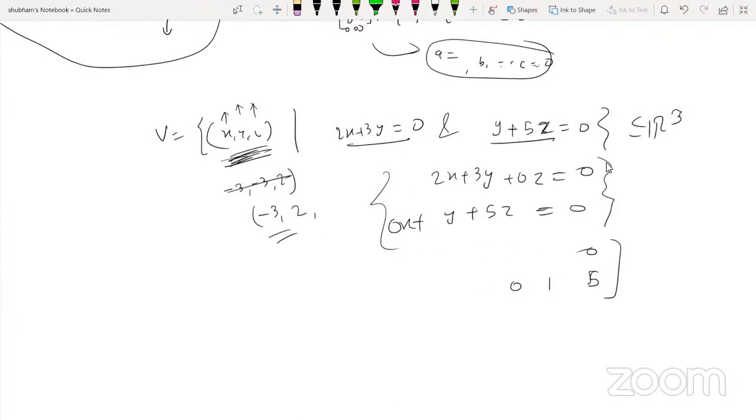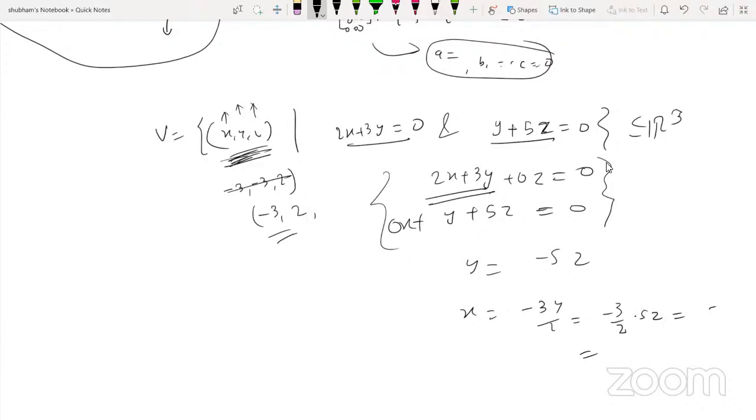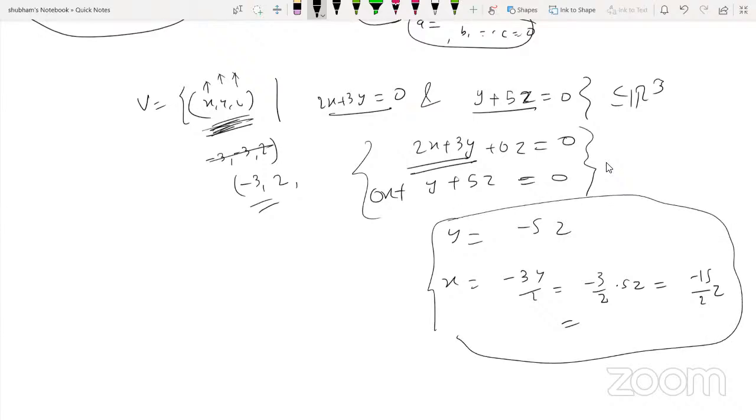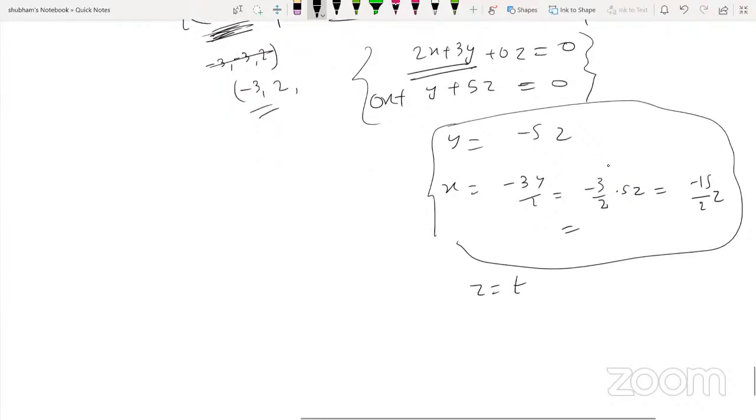Easily can solve. There is no need to write it as a matrix. y is equal to -5z, and x is equal to -3y by 2, which means -3 by 2 times -5z, so it will be 15 by 2 z. So this system has infinitely many solutions. If you take z equal to t, then x is equal to 15 by 2 t, y is equal to -5t, and z is equal to t.